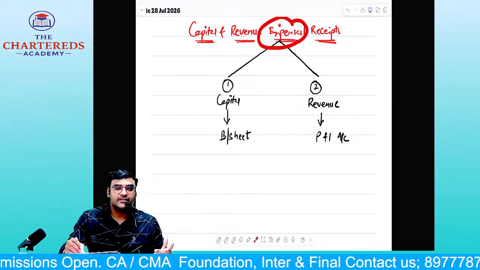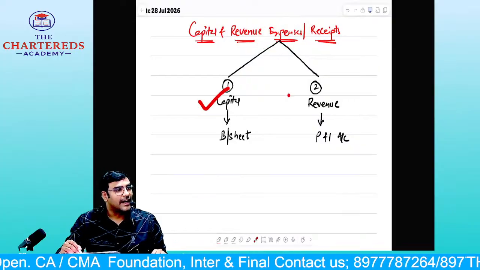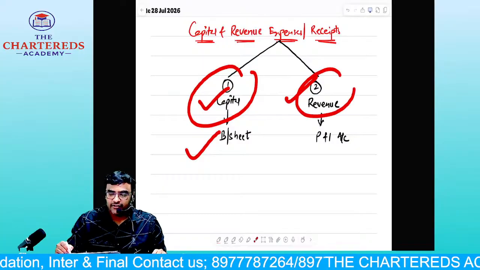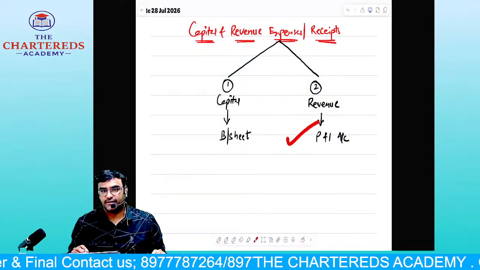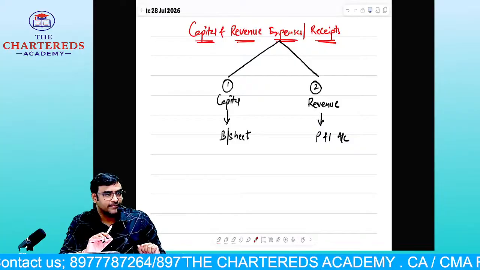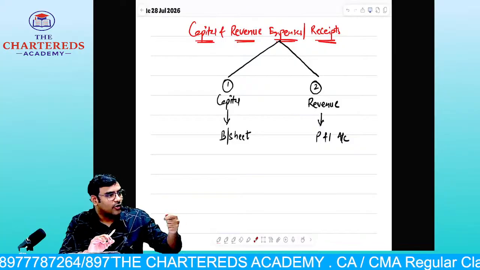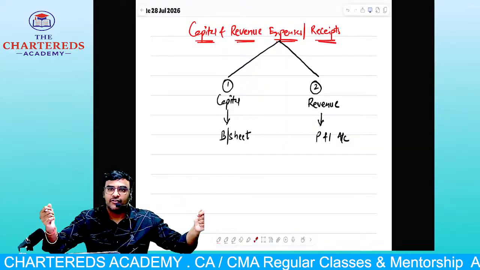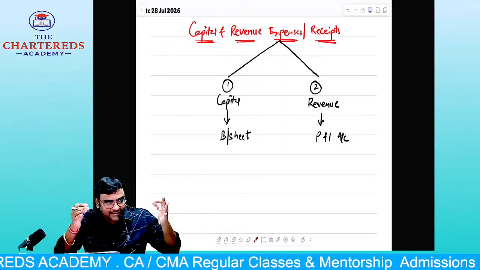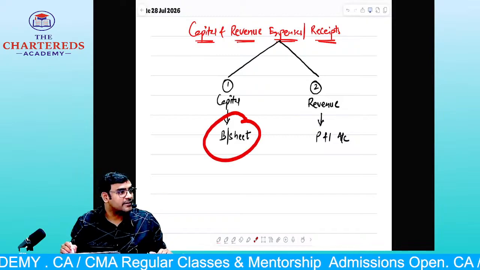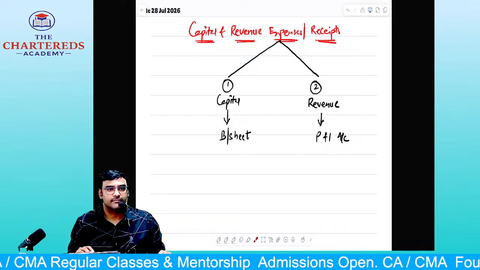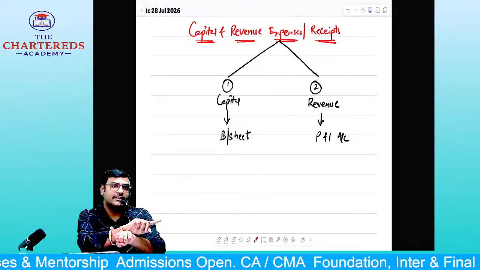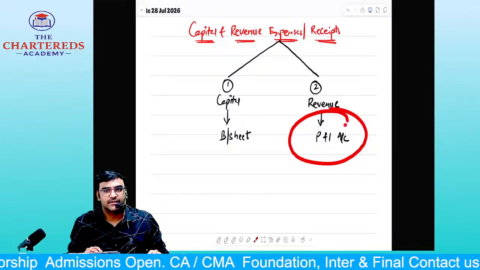So we need to classify expenses into capital and revenue. All capital items will go to the balance sheet. All revenue items will go to your profit and loss. Now, do you understand the challenge? What is the challenge? Okay, when we take an expense, first we must decide whether it is capital or revenue. If you treat a revenue item as capital, will it affect your profits?